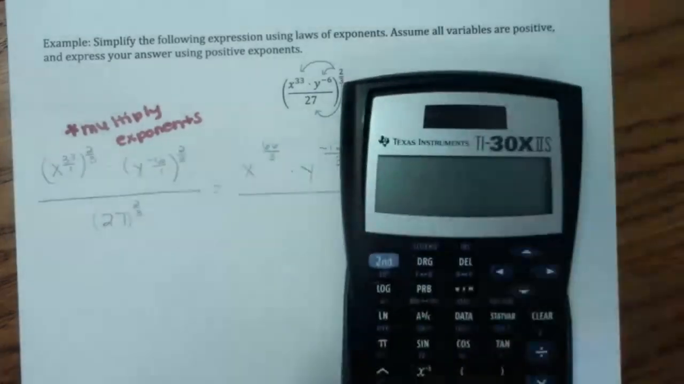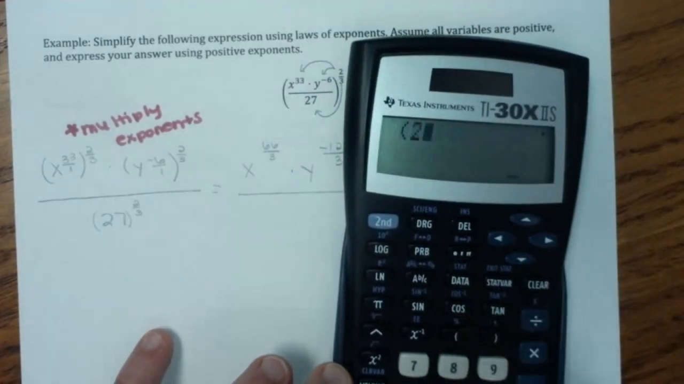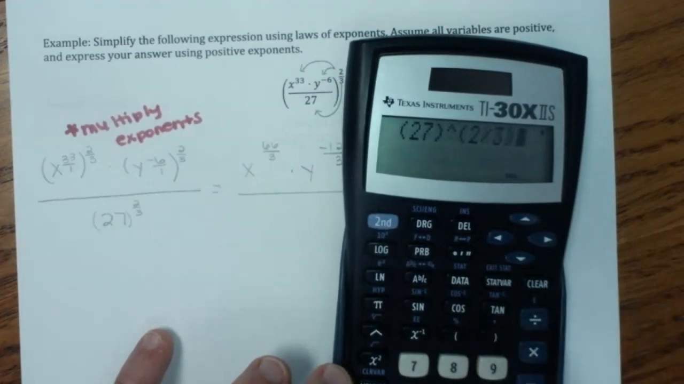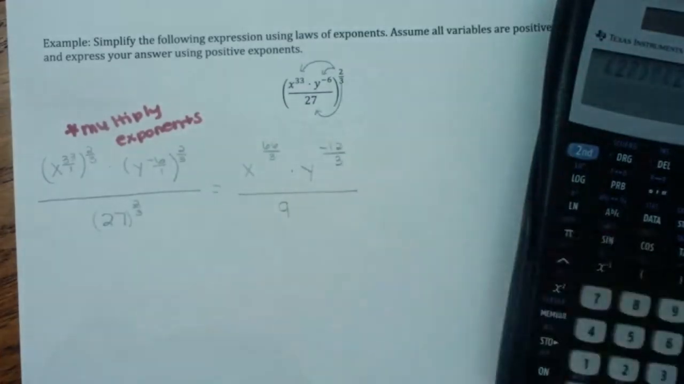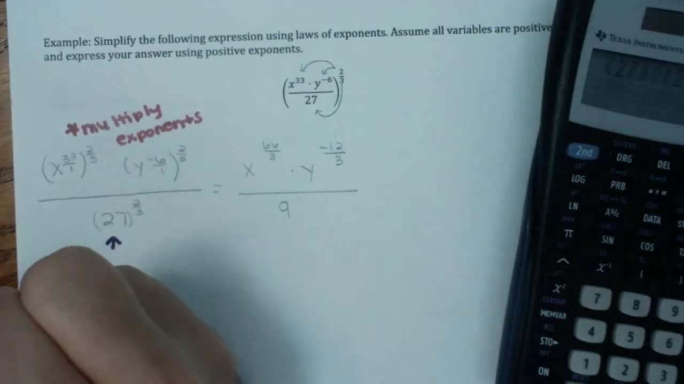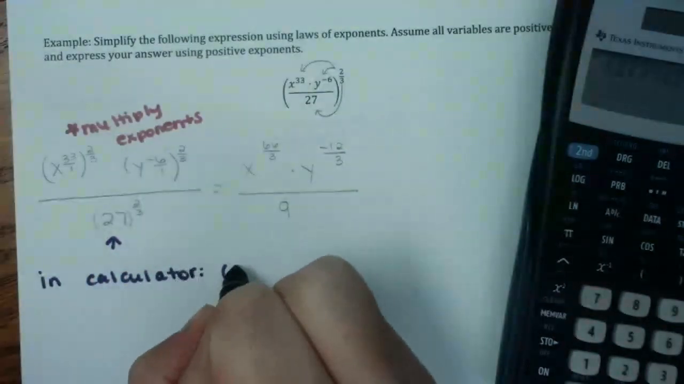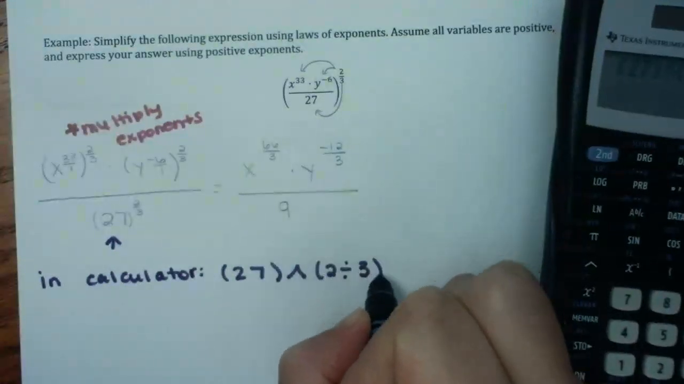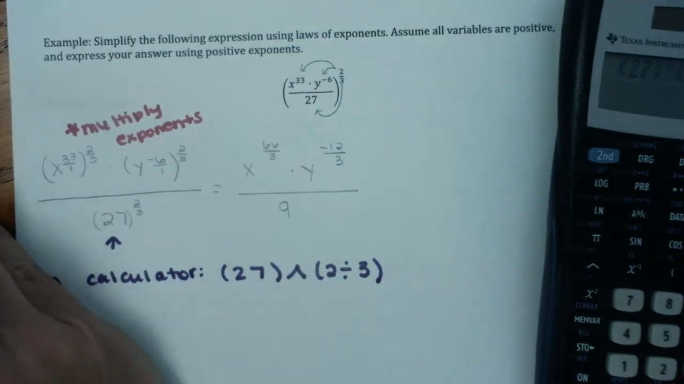Now, side note, let's try to see if we can simplify this easily by plugging it into our calculator like we did earlier. So in parentheses 27 to the power of, in parentheses 2 divided by 3. And that will give us 9. Oh, that's nice. That'll make that a lot easier for us. So a little side note in our calculator, we did 27 in parentheses to the power of 2 divided by 3. That gave us 9.